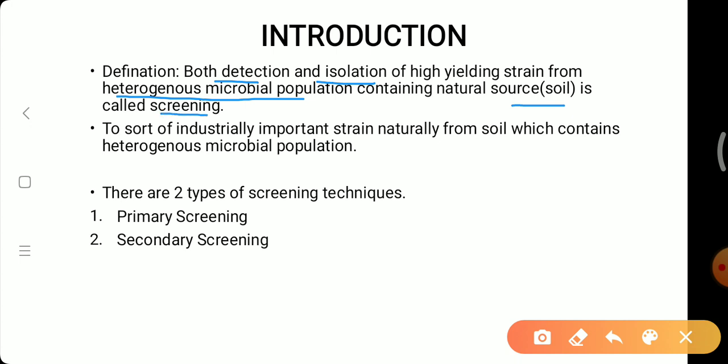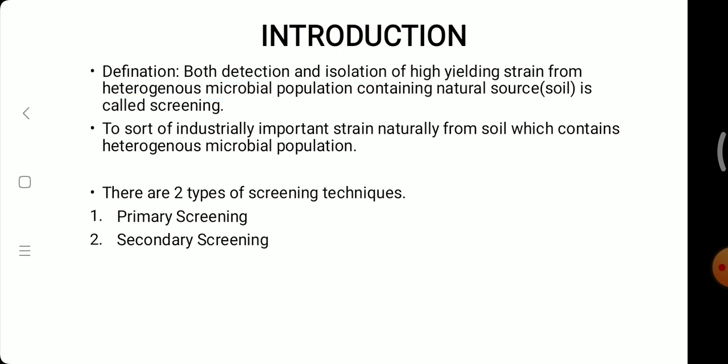In other words, the definition says that to sort out industrially important strain naturally from soil which contains heterogeneous microbial population. Okay, there are two types of screening technique. First is primary screening, second is secondary screening. We will see in detail.